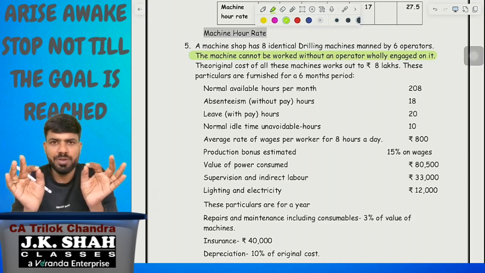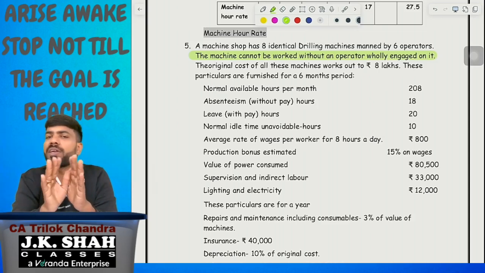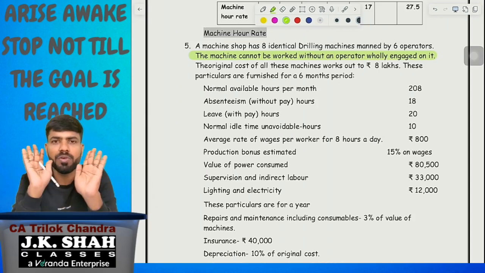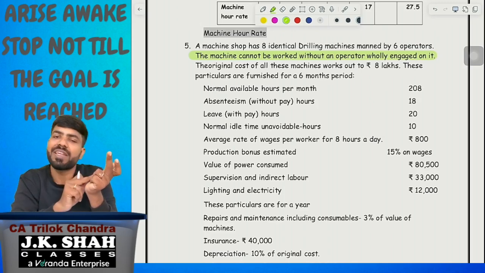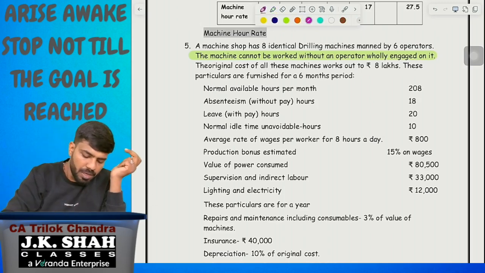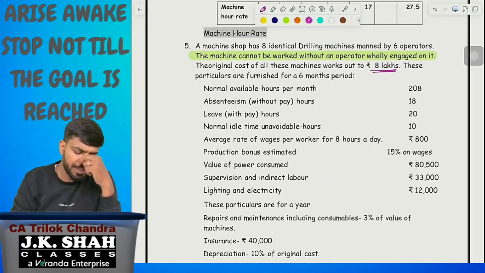Simply I can tell you, driver driving the bus. Without driver, we cannot drive the bus. When the bus is working, driver is also working. Okay, now that means driver working hours is equal to machine working hours. Am I right? Now, the original cost of all these machines works out to 8 lakh rupees.